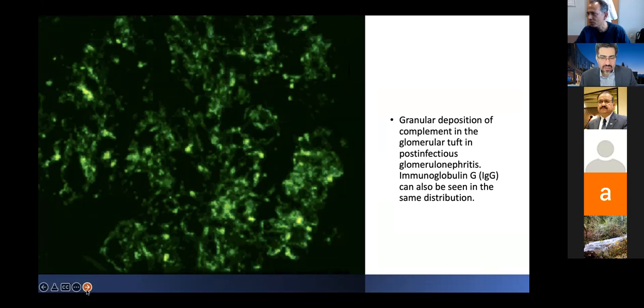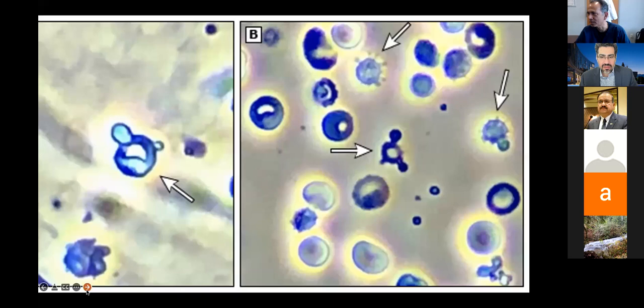That's why many times there are IgA deposits in Staphylococcus-related infectious glomerulonephritis. So these are some dysmorphic RBCs in urine. The next slide is the RBC casts. And next slide, clinical presentation.